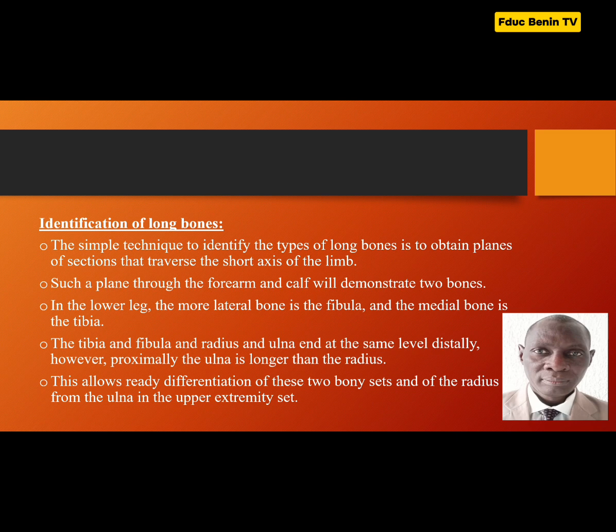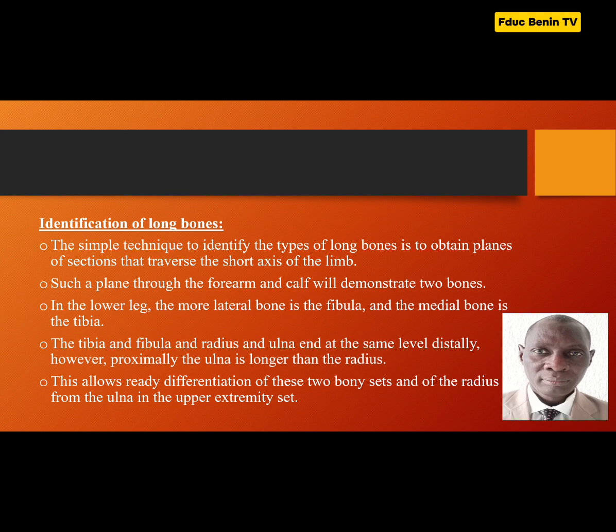Such a plane through the forearm and calf will demonstrate two bones. In the lower leg, the more lateral bone is the fibula, and the medial bone is the tibia. Now the tibia and the fibula and radius and ulna end at the same level distally. However, when you look closely proximally, the ulna is longer than the radius, and that will serve as a differentiating parameter between the two bones.